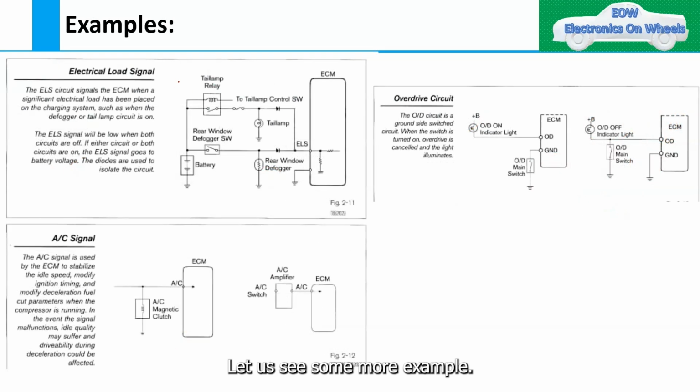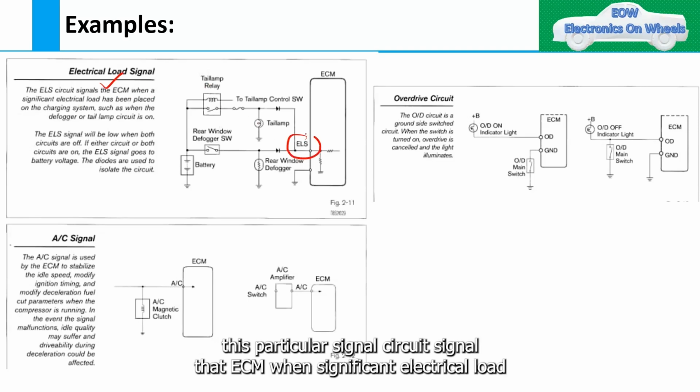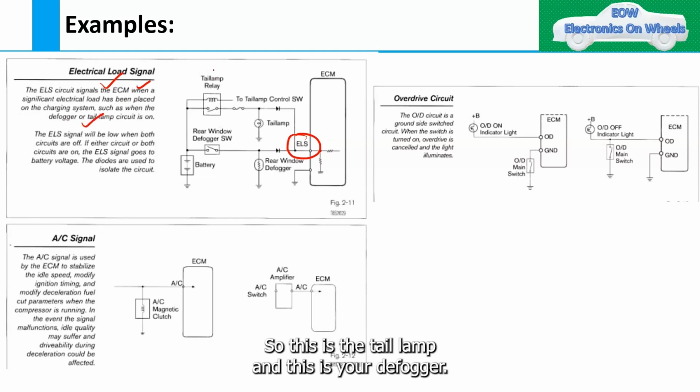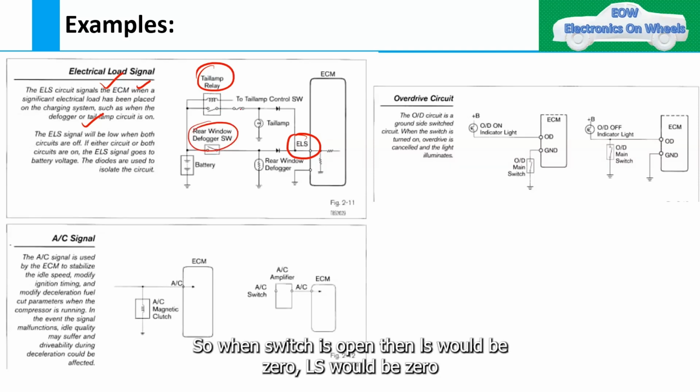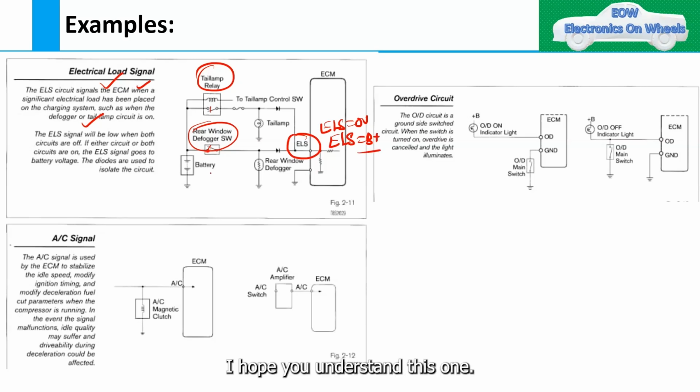Let's see some more examples. This is one of the arrangements, the electric load signal, that is ELS. ELS is the circuit signal that tells the ECM when a significant electrical load has been placed on the charging system, such as when the defogger or tail lamp circuit is on. This is the tail lamp relay and this is your defogger. When the switch is open, ELS would be 0. When the switch is closed, ELS would be your battery voltage. I hope you understand this one.